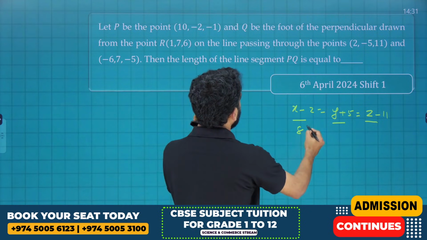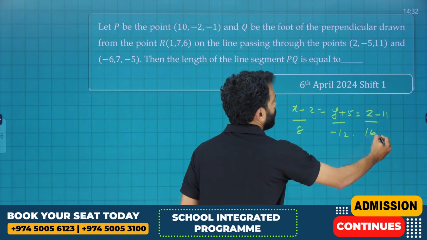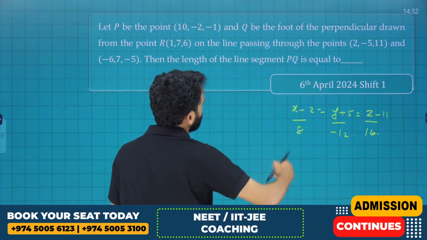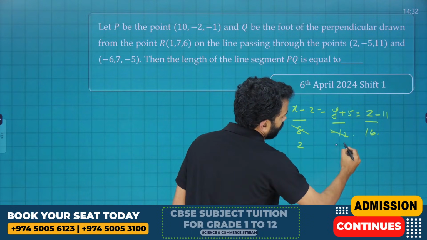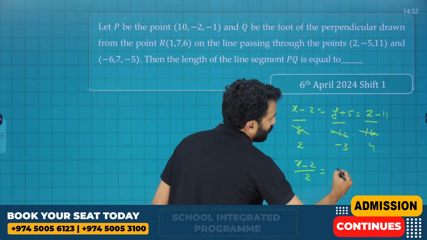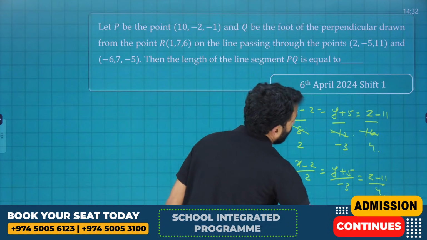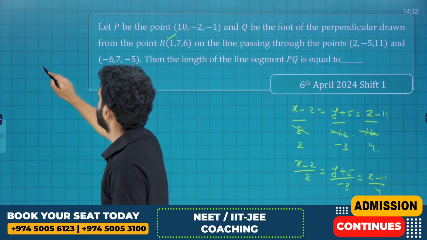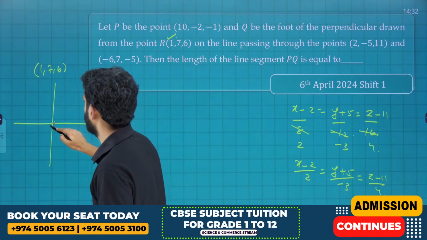8. Okay, minus 5 minus 7 is minus 12. 11 minus minus 5 is 16. Okay, we can further reduce it by dividing 8, minus 12 and 16 by 4, that is 2, minus 3 and 4. Therefore it can be written as x minus 2 by 2 is equal to y plus 5 by minus 3 is equal to z minus 11 divided by 4. Okay, so we need to find the foot of the perpendicular.